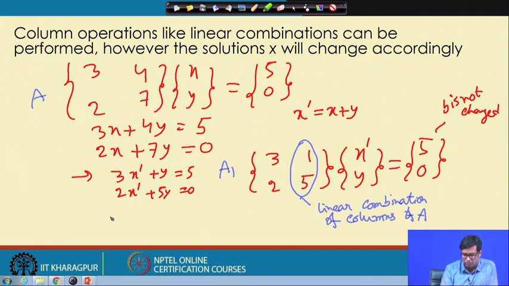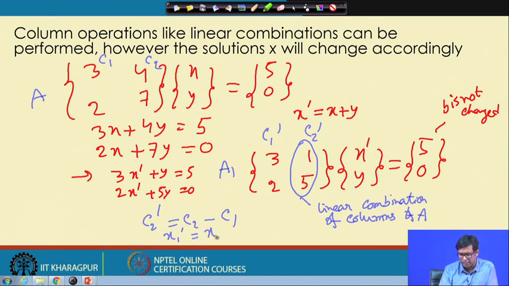So, the second column, which is [1; 5] of A1, is obtained by subtracting the first column of A from the second column of A. We can write this as C2 prime, this is C1 prime, this is C1 and this is C2, so C2 prime is equal to C2 minus C1, and x1 prime, the new x, is equal to x1 plus x2. So, if this is x1 and this is x2, and this is x1 prime and x2 prime.